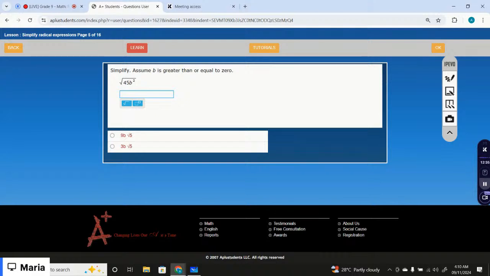Simplify square root 45b square, which is the correct option? The correct option is option number 2, right? 3b and square root 5. Option number 2 is the correct option.